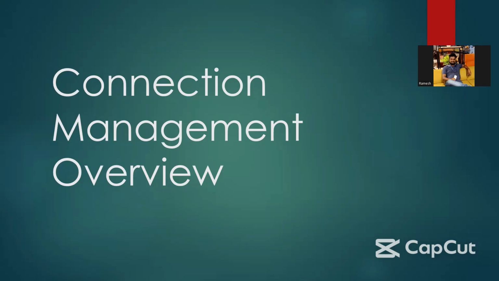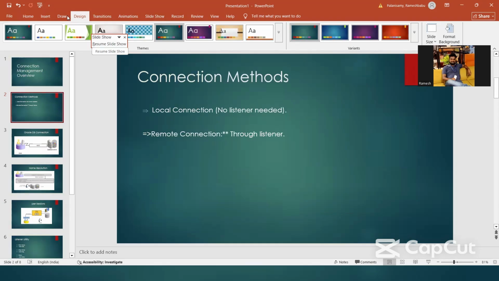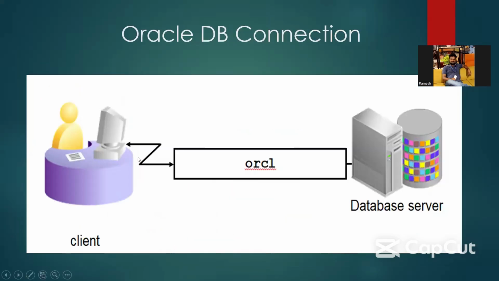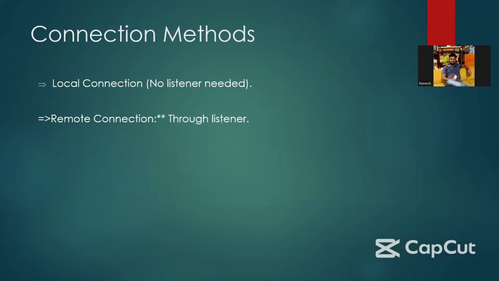Okay, we'll go to the second slide. There are two connection methods: one is the local connection and the second is the remote connection. Actually there are some other features too, like LDAP, but those are very complicated, and in real time we mostly use these two only. Most developers use remote connections only. We provide our connection string to the developers, and the developers are able to access our databases. This is the developer side.